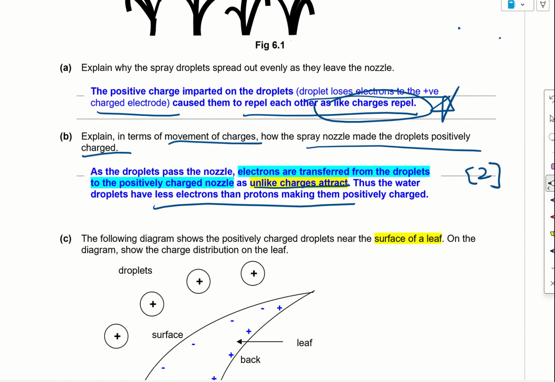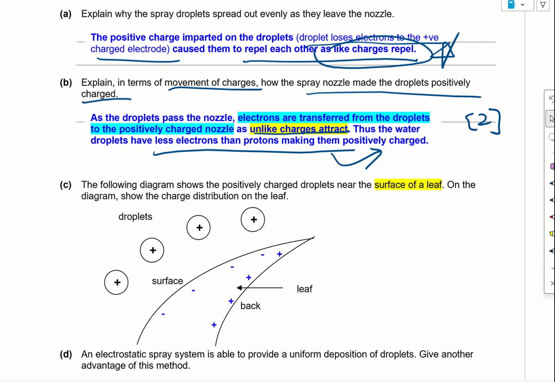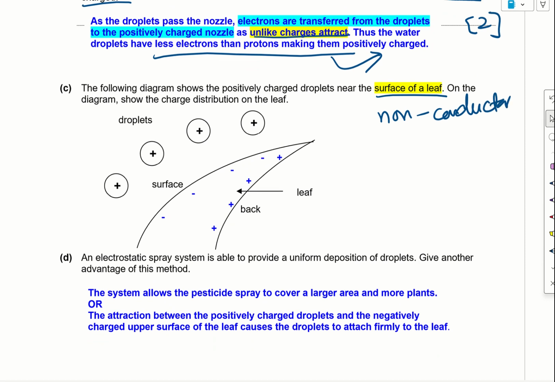You need to talk about electrons being transferred as unlike charges attract, and then less electrons than protons, therefore positively charged. Okay, part C, the diagram shows the positively charged droplets near the surface of a leaf, and this is the non-conductor. The diagram shows the charge distribution.